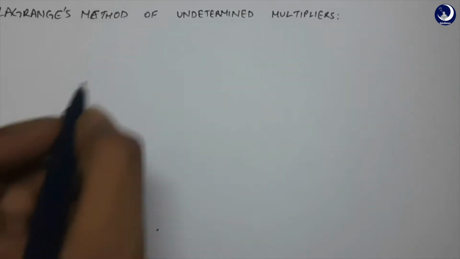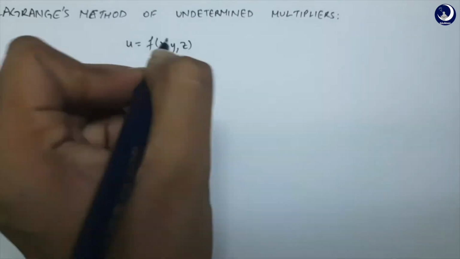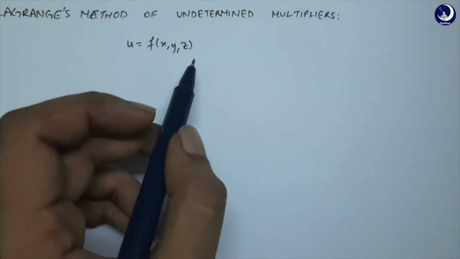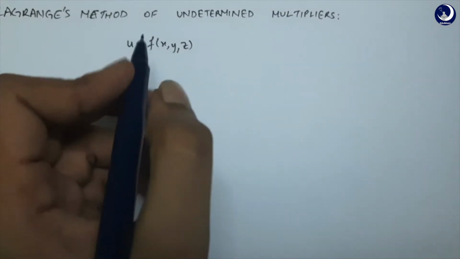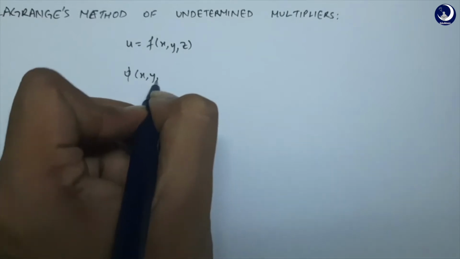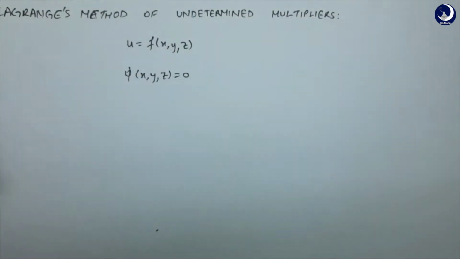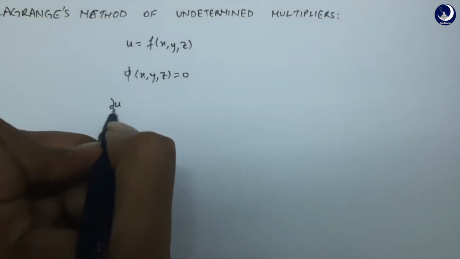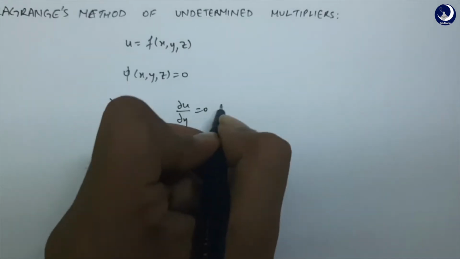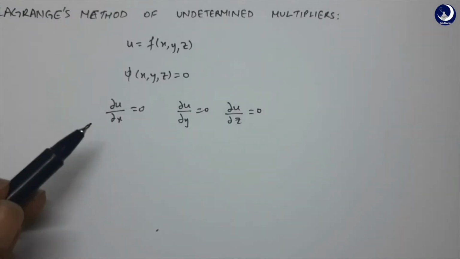So let's take a function u equals f of x comma y comma z. Now u is a function with three variables x, y, z, and these variables are connected by some relation. So that relation, let it be phi of x comma y comma z equals 0. So for u to have stationary values, it's required that du by dx equals 0, du by dy equals 0, du by dz equals 0. We saw this condition in the before video.